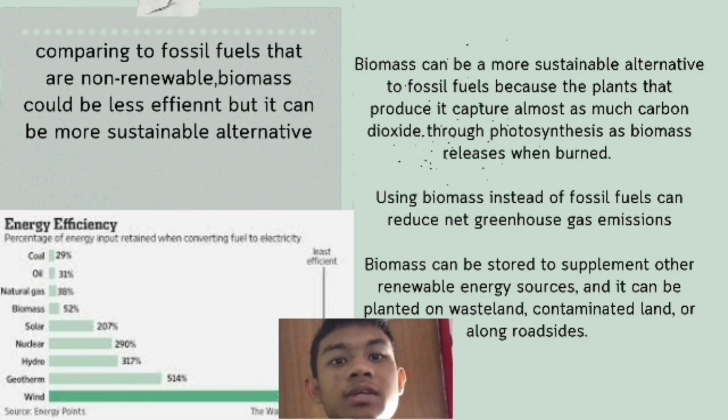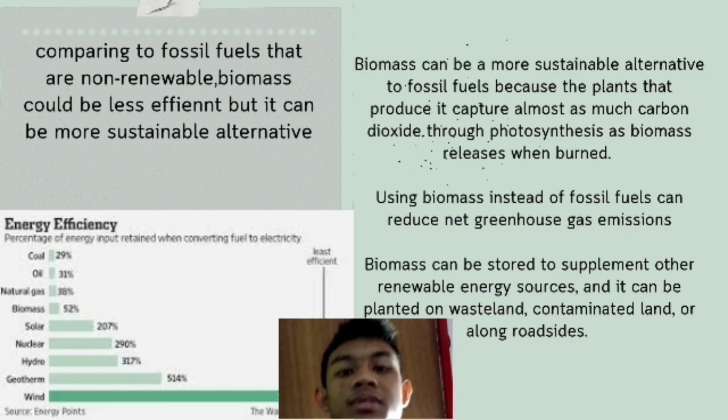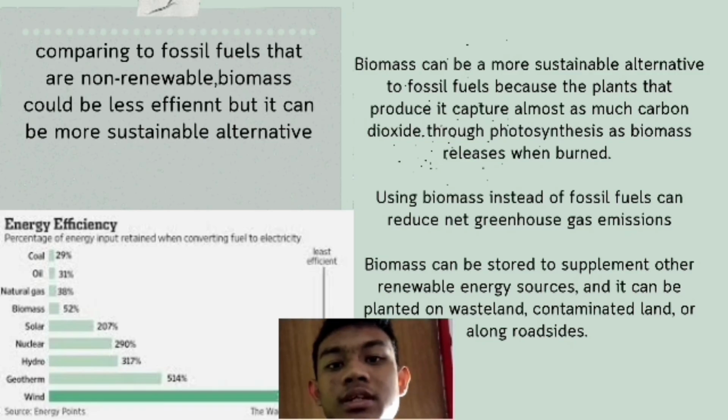Biomass makes up for this as a sustainable alternative compared to fossil fuels because the plants that produce it capture almost as much carbon dioxide through photosynthesis as biomass releases when burned. Using biomass instead of fossil fuels can reduce greenhouse gas emissions because you do not need to transform it into carbon dioxide.